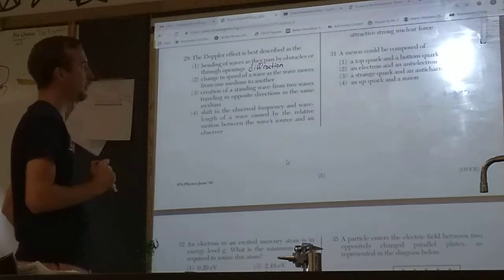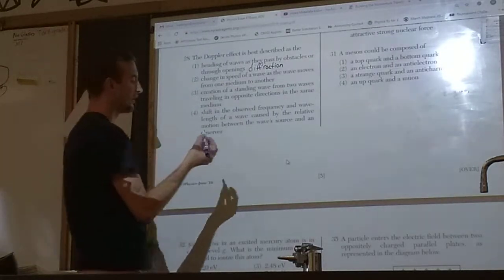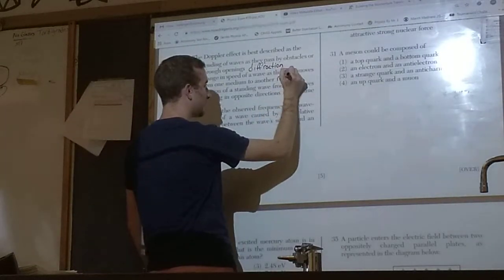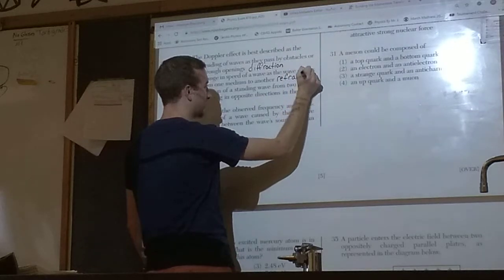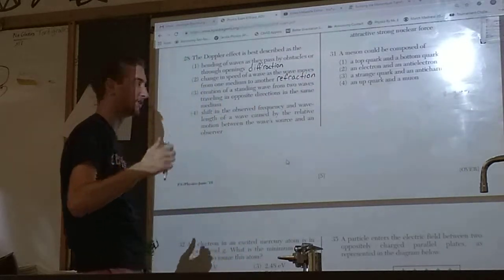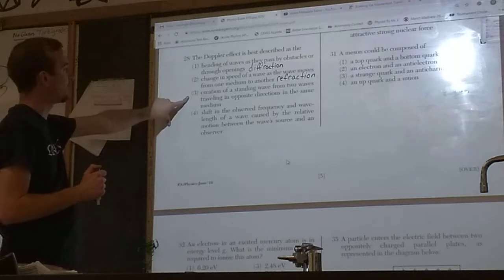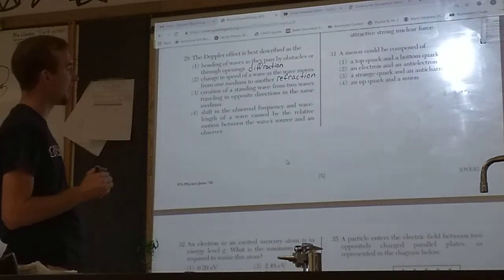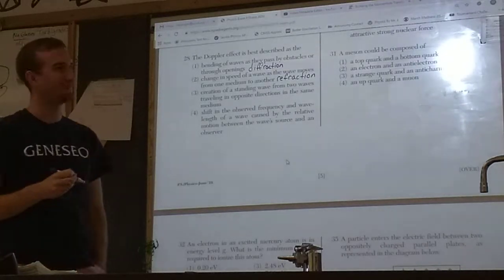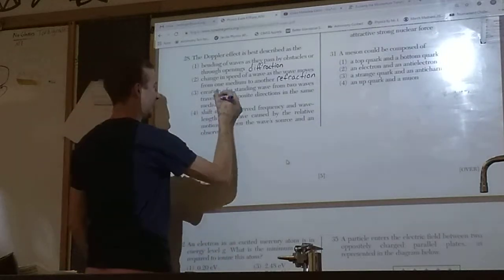The change in speed of a wave as the wave moves from one medium to another. No, that's not really the Doppler effect either. That is more of a refraction effect, the bending of light, which also causes it to speed up. The creation of a standing wave from 2 waves traveling in opposite directions in the same medium. No, that's interference, I guess I would say.